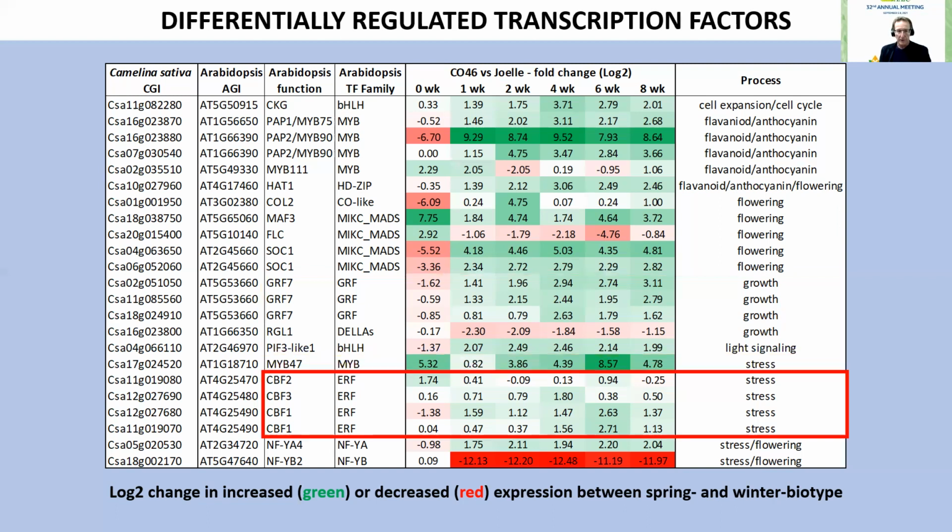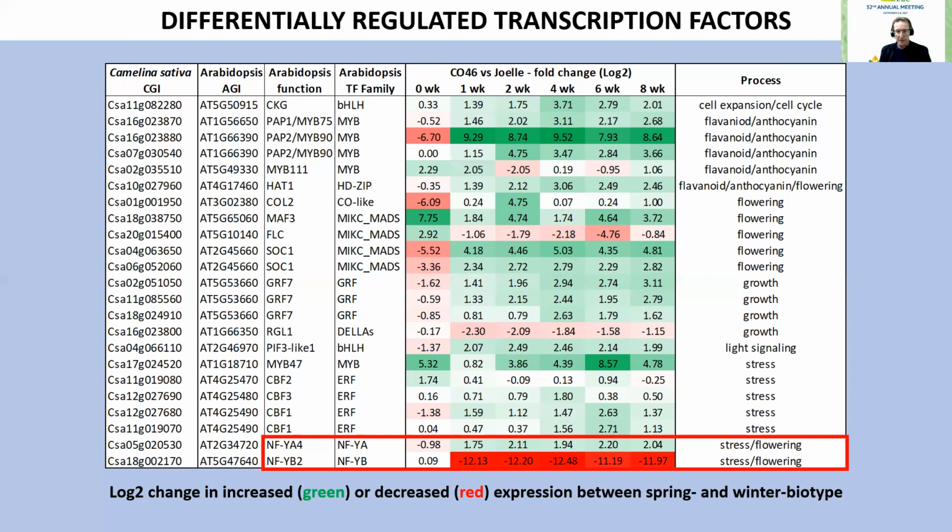Of course, many of the defense responses observed during cold acclimation are likely to be part of the CBF regulon, and CBFs do show a trend of increased expression in the winter biotype. Of particular interest are two nuclear factor Y genes, NFYA4 and NFYB2. These two subunits of NFY complexes are inversely expressed in the winter biotype at all cold acclimation time points.